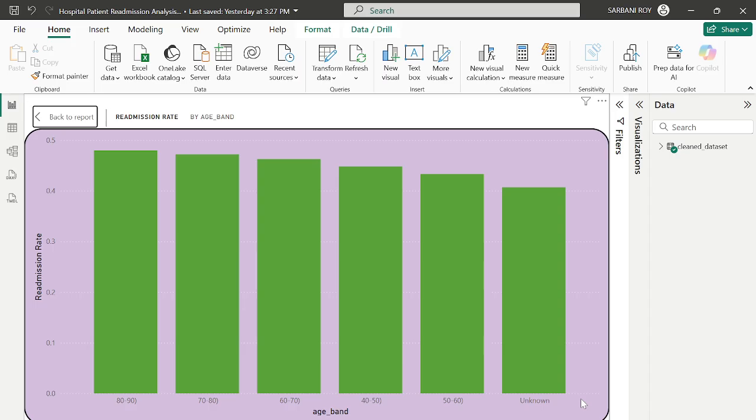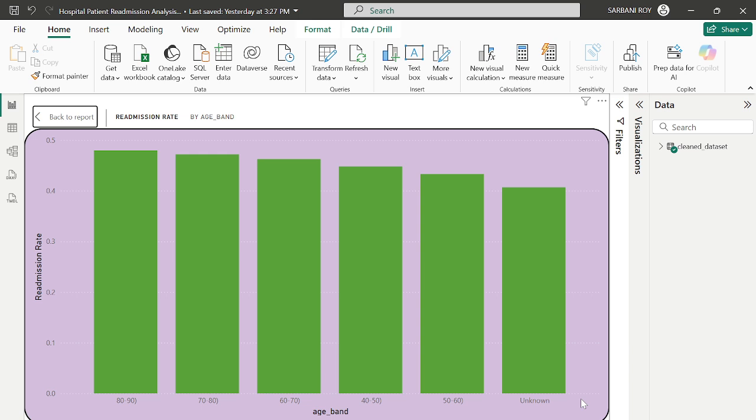Now, this visual helps the hospital decision makers to identify high risk age group, allocate medical resources more effectively, reduce readmission through age based interventions program, improve services quality for elderly patients.